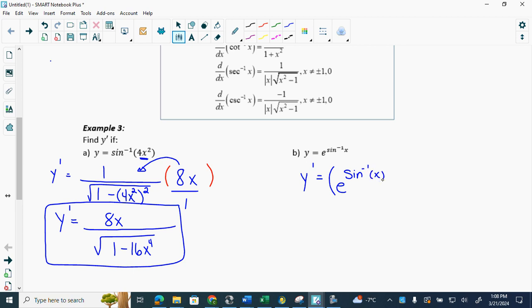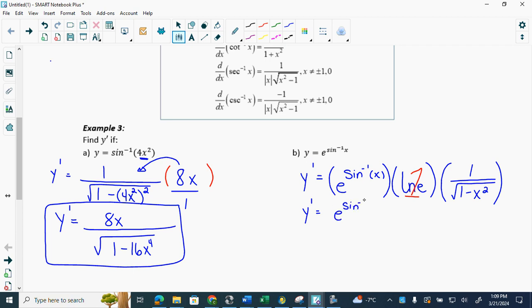Then on the base, which is e, it becomes a 1, and then the derivative of the exponent, which is the derivative of sine neg 1 x, correct? Which is off of a formula sheet. 1 over the square root of 1 minus x squared. So I technically have e to the sine neg 1 x times 1 over the square root of 1 minus x squared.